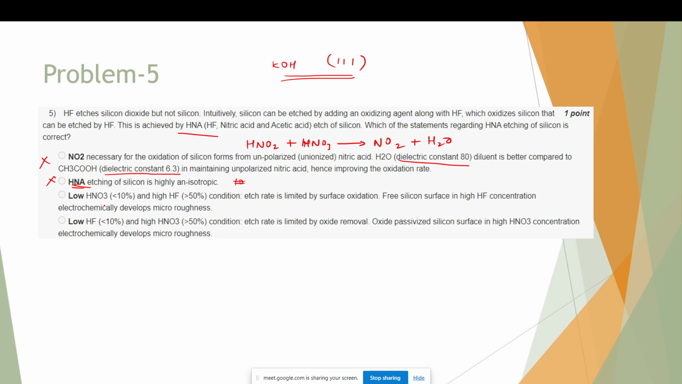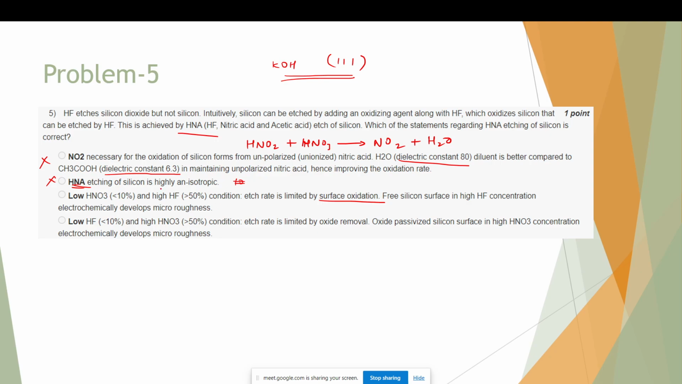So, this is wrong. Low HNO3 and high HF condition. Then there is less oxidation, and high HF means the SiO2 is removed easily. Etch rate is limited by surface oxidation. Yes, that is true. Free silicon surface in high HF concentration electrochemically develops micro roughness. Yeah, so that is true, right.